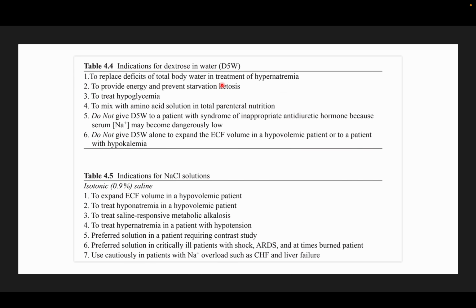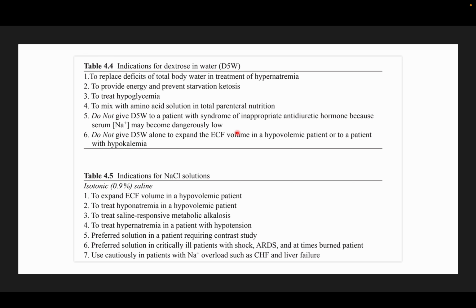That's why it is used to replace the total body water: once 5% dextrose is infused, the dextrose is metabolized, so you get access to the free water, which is distributed 2/3 in the intracellular space and 1/3 in the extracellular space. So it accounts for the total body water. It is mostly used in hypernatremia patients. It is also important to provide energy and prevent starvation ketoacidosis, hypoglycemia, or amino acid loss.